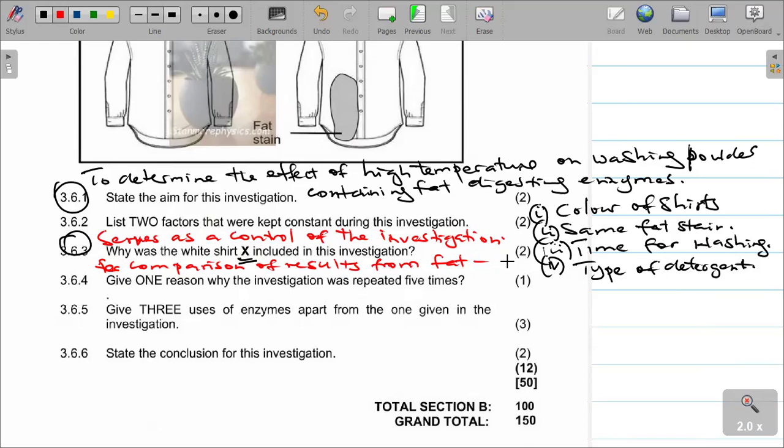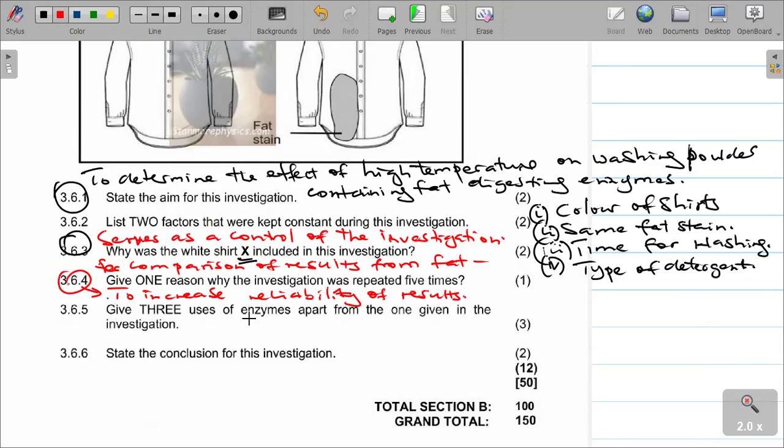And then give one reason why the investigation was repeated. Repetition is to increase the reliability of results. So we repeat, we use the same type of material, we maintain the environmental conditions and many other things.